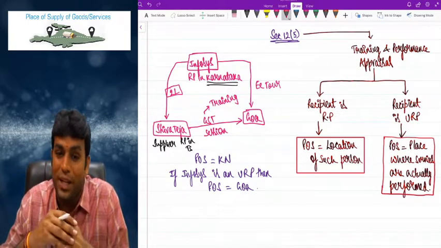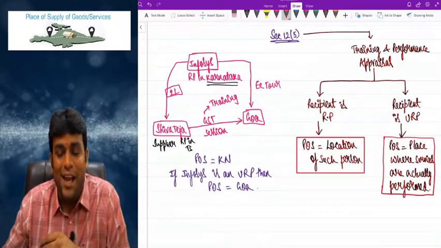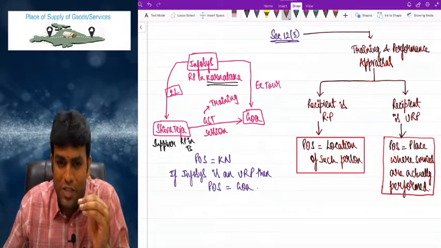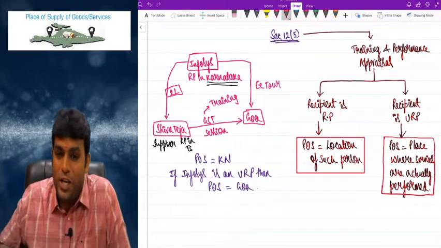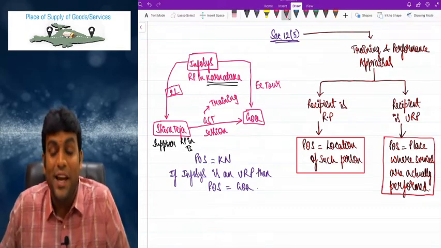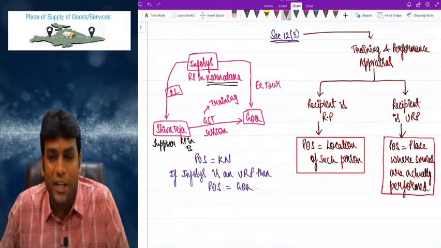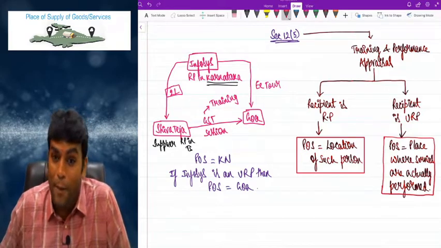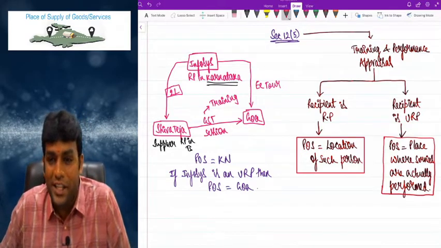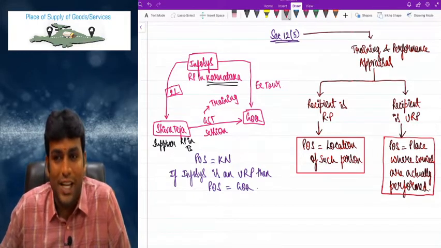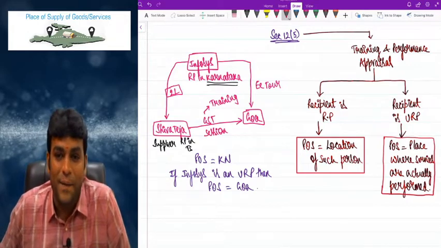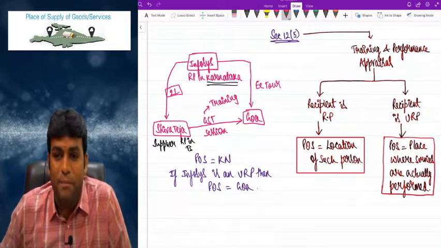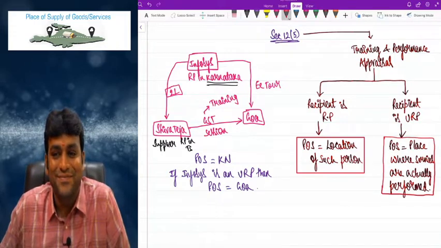And 12.2 talks about something called what, my dear friends? The general rule, which says if the receiver is a registered person, location of such person. But if the receiver is an unregistered person and an address on record exists, then location of recipient. If an address on record does not exist, then location of supplier. And 12.3 talks about place of service for immovable property. 12.4 covers restaurant and catering services, personal grooming, fitness, beauty treatment, health services including cosmetic and plastic surgery. And 12.5 talks about training and performance appraisal. Clear? Good.